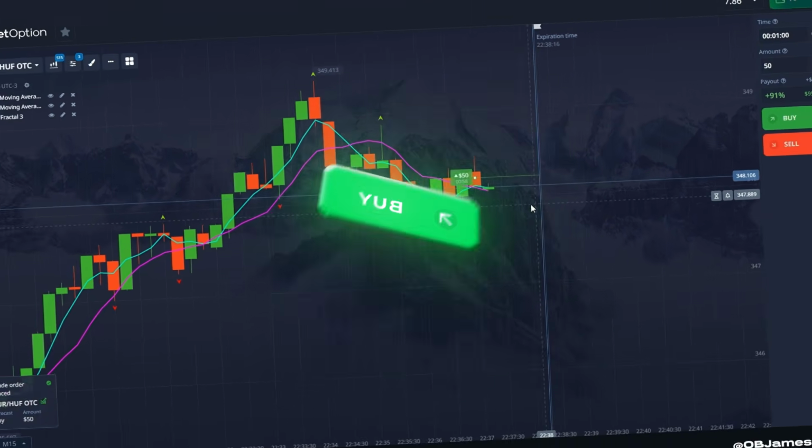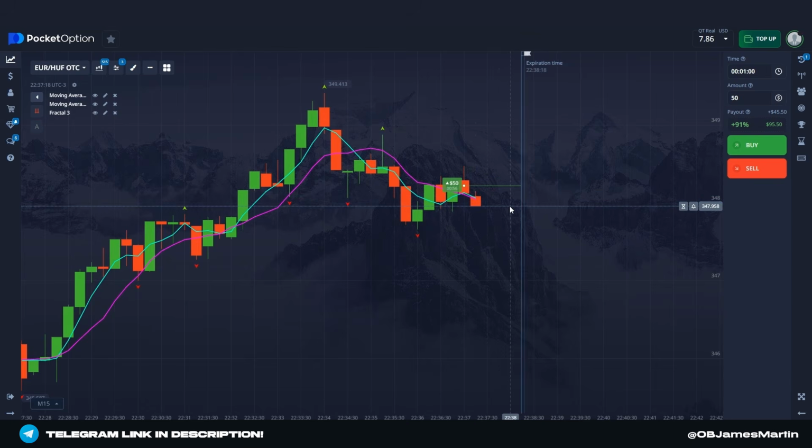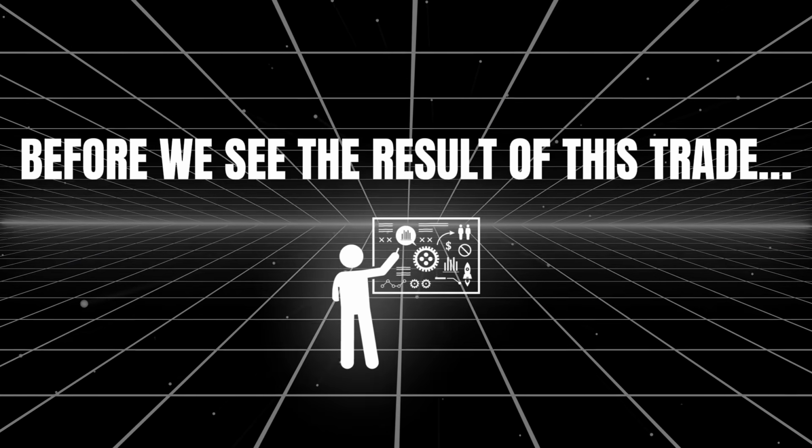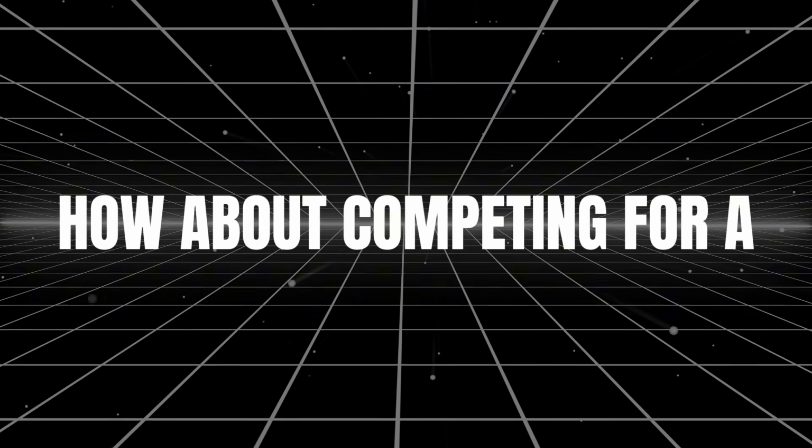Let's make another trade here and summarize the results. We have the same situation on it. Alright? We have the red fractal, we got the intersection on the moving average line, and just wait for the results.